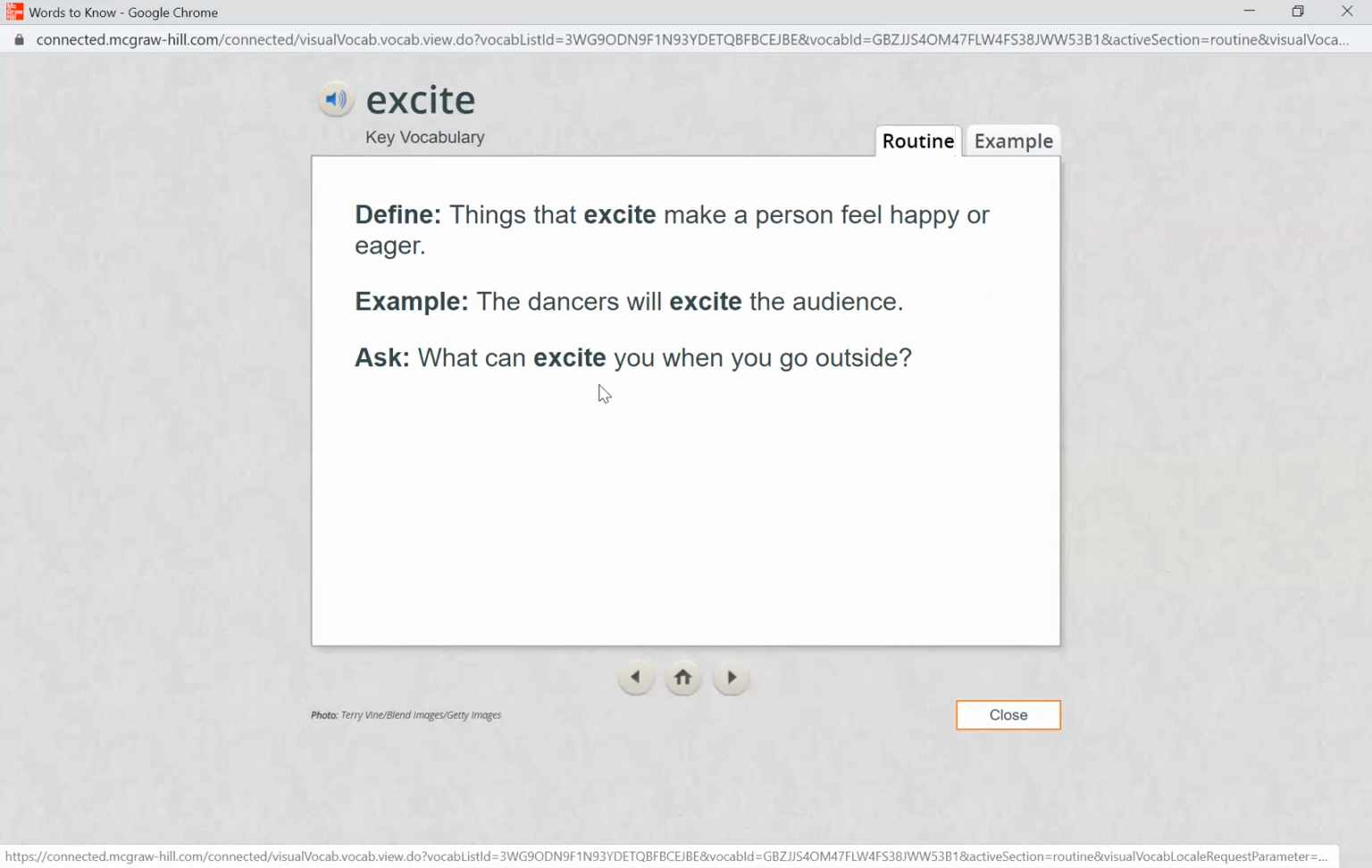What can excite you, meaning make you feel happy or eager, when you go outside? I know we've been stuck inside for a while now, so think. When you do go outside, maybe for a couple minutes each day, what excites you when you go out? I know it excites me to feel the cool breeze and to walk around and see the trees and the flowers growing, especially because we're in the springtime and we're moving into summer. So that's something that excites me. I wonder what excites you. Don't forget to share. Let's look at our next word.